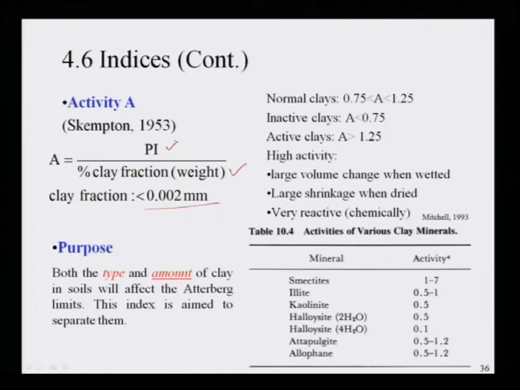This index is aimed to separate them. That means, what type and what amount of the clay in the soil. That means, it will separate the clay fraction completely from the soil. If I say it is a normal clay, the activity is varying from 1.25 to 0.75. Inactive clay, A is less than 0.75. Active clays, A is greater than 1.25.